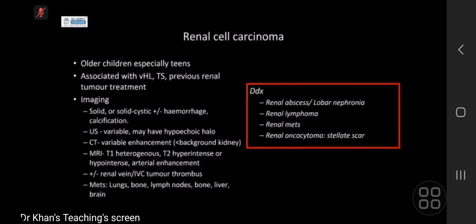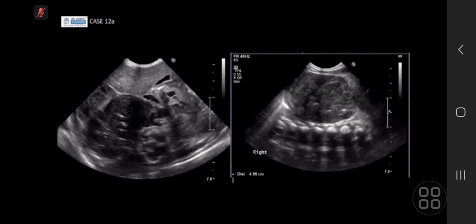I think of renal lymphoma, but these tend to be quite bilateral, as do renal mets. You're looking for any other sites of disease to think where's the primary. Renal oncocytoma, they often say you get a stellate scar, and it doesn't really look like that. And then you think, is this a hematoma? But the characteristics of enhancement don't quite fit. And finally, renal abscess, but often this is a huge abscess, and you think that patient will be a lot more unwell. Lobar nephronia, often you still keep the contour of the kidney, so it doesn't quite look like that. Okay, next case.